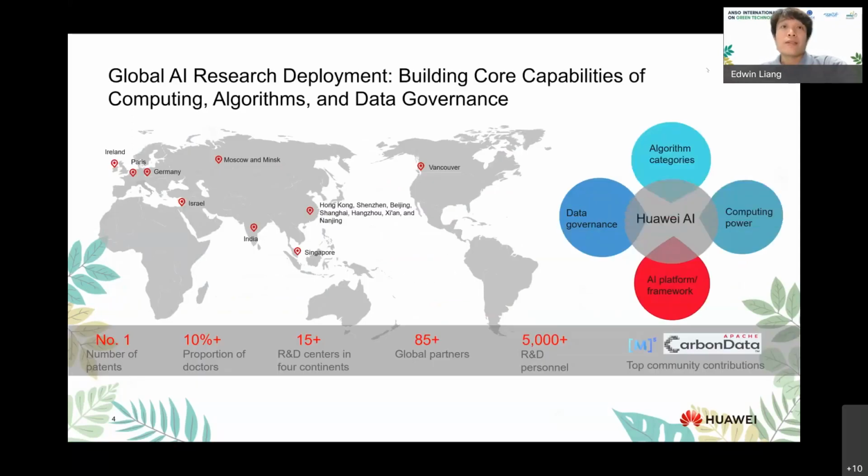And Huawei, as a global ICT company, we have deployed globally and built computing power, algorithms, and data as our core competitiveness. We have established multiple R&D centers in Asia, Europe, North America, and North Africa. We also cooperate with more than 85 global institution partners. At the same time, we are committed to contributing our technology to the community in order to build inclusive AI capabilities.